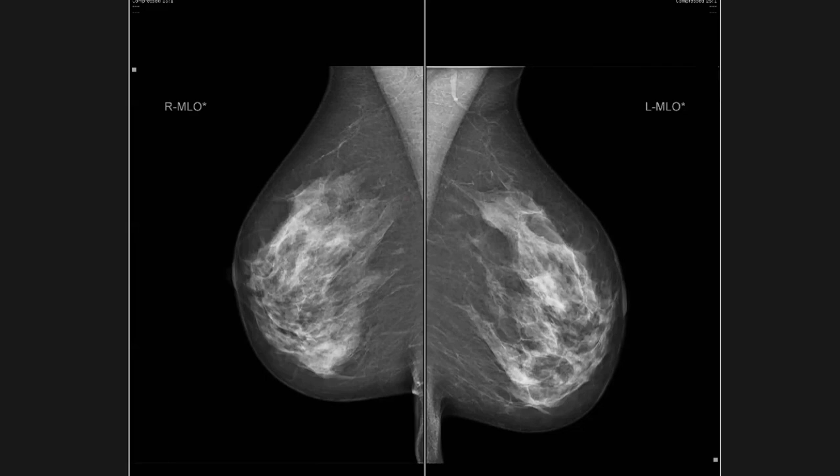No significant mass lesion is noted. There is no skin thickening. No enlarged axillary lymph node is noted.